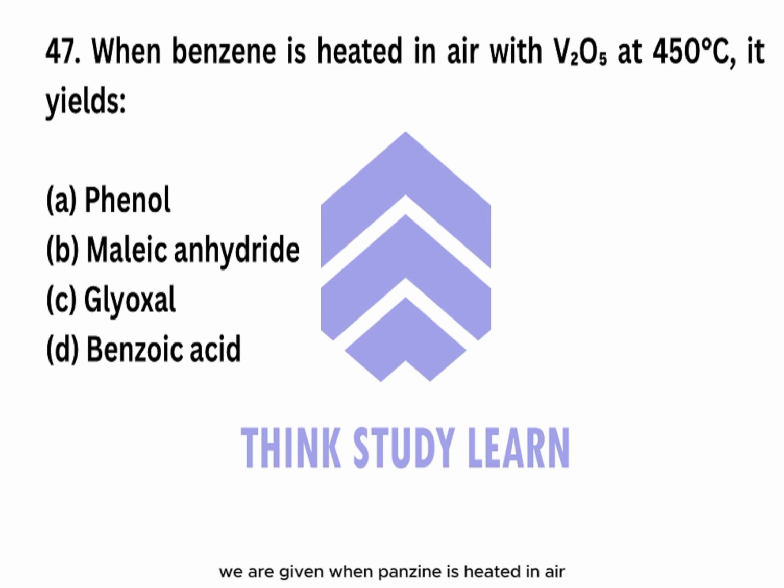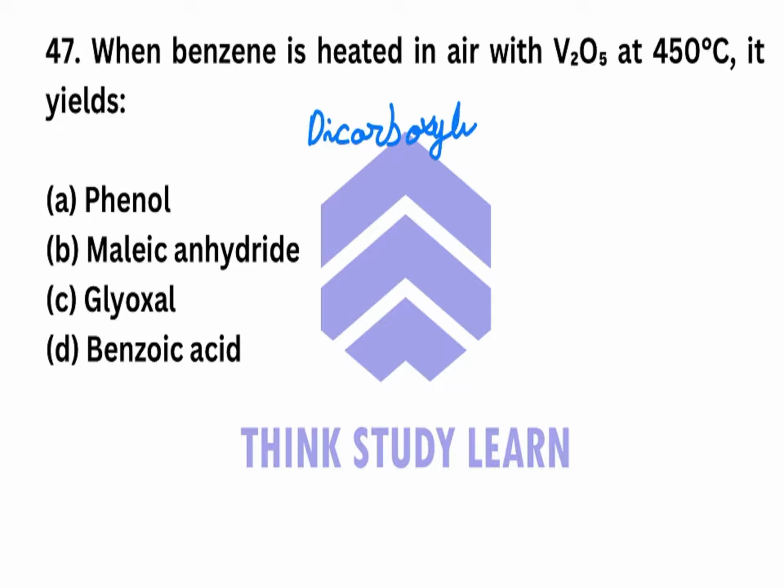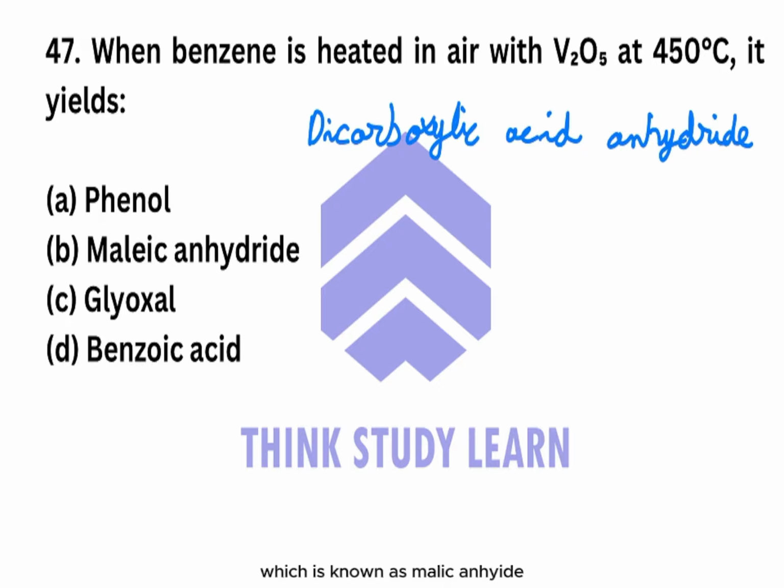In our next question, we are given when benzene is heated in air with V2O5 at 450 degrees centigrade, it yields what? In this process, we obtain a dicarboxylic acid anhydride, which is known as maleic anhydride.